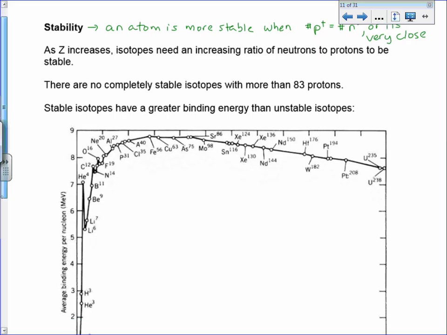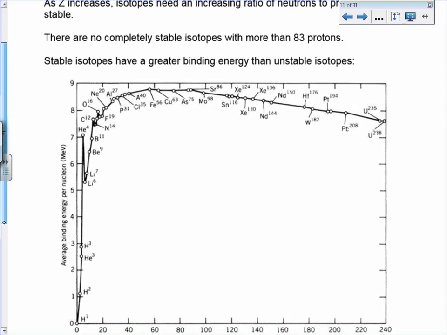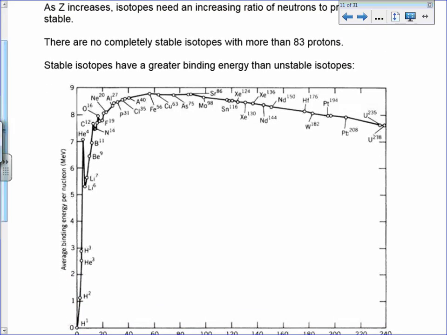On this chart, it's maybe hard to discern what's going on, but the isotope with the highest binding energy per nucleon, which makes it the most stable, is iron-56. So iron-56 is the most stable element.